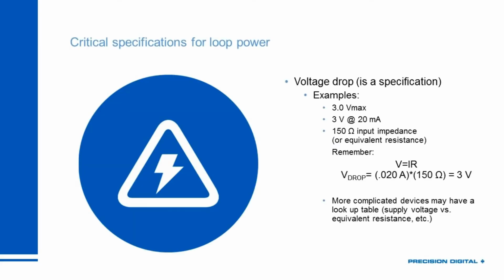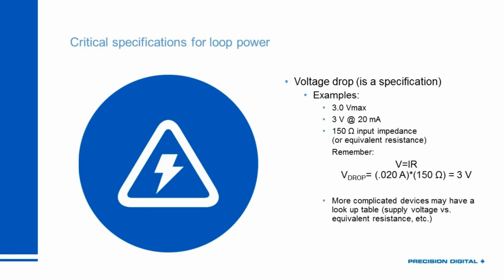So I mentioned earlier that there were critical specifications that are fairly unique to loop-powered devices, and it's really important that you understand them so that you can properly specify what device to use and know that your setup is going to work. The number one specification that people who don't work with loop-powered devices often get confused on is voltage drop.